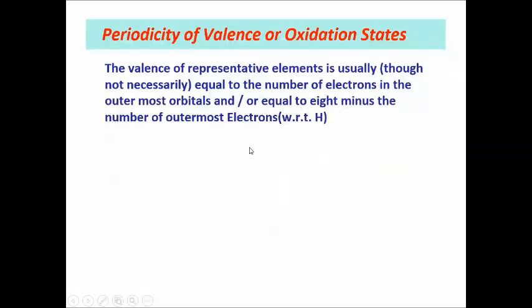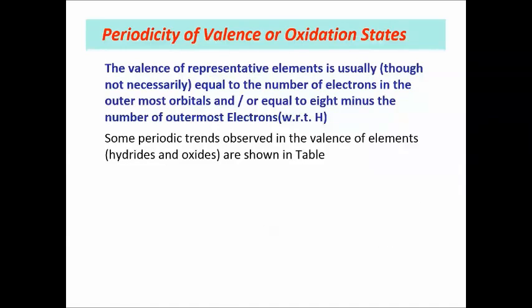The valence of representative elements. What do you mean by representative elements? It constitutes group 1, group 2, and groups 13 to 18. All these elements are representative elements. The valence is equal to the number of electrons in the outermost orbital, or it is equal to 8 minus the number of outermost electrons. We can get the valence of each period.